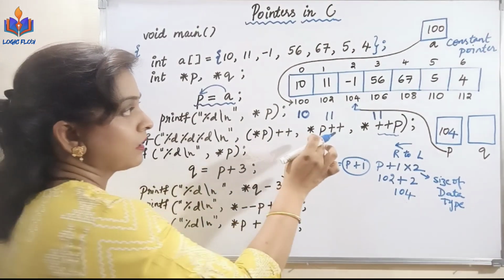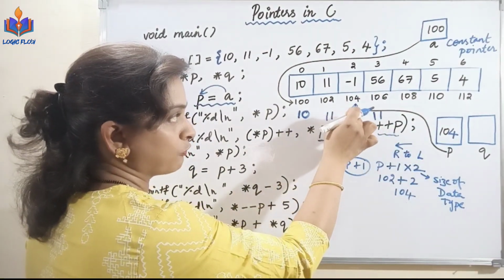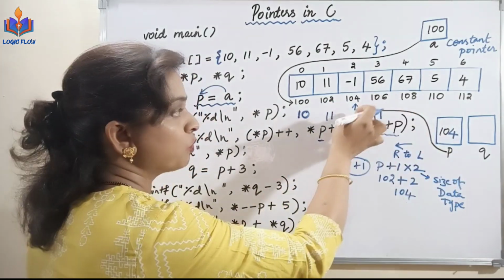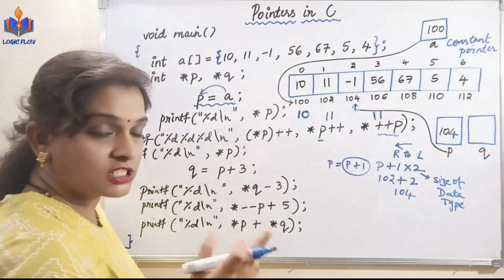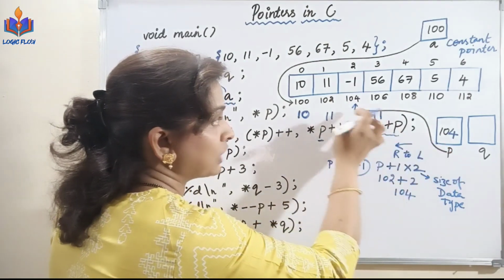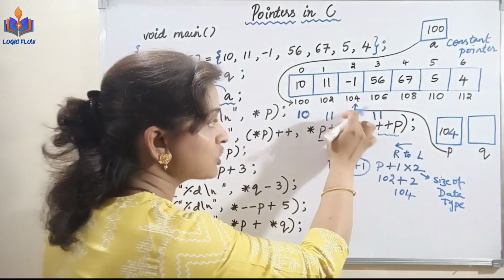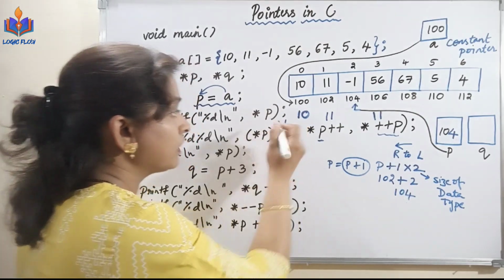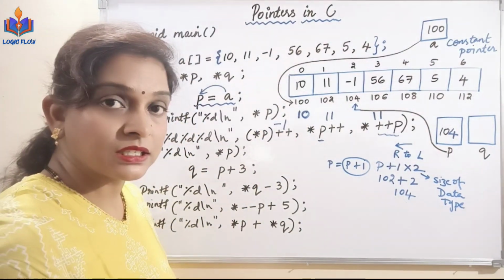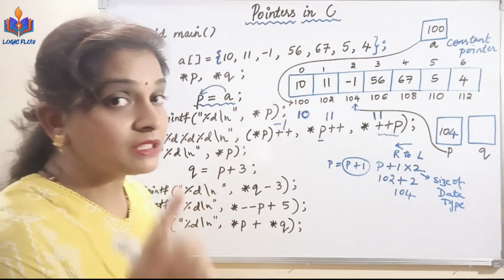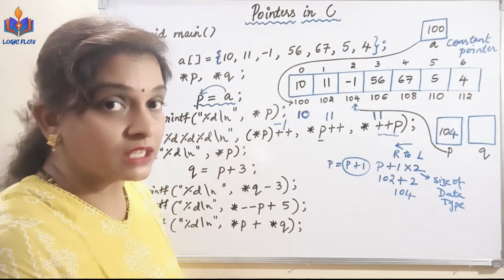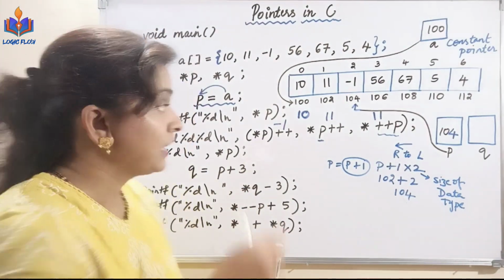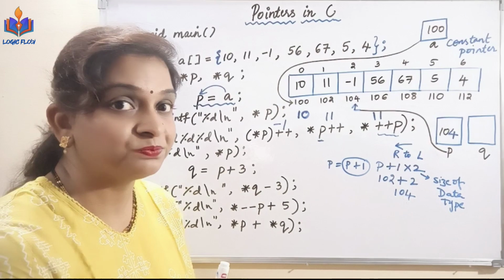Right now P is pointing to 104, right? So asterisk P means P is pointing to 104, and asterisk means dereferencing. Dereferencing means refer to that location. What is the value at that location? It is -1. Then do the incrementation. But as it is a postfix increment, when I say plus, it is with respect to the value. Asterisk P got the value. I didn't get the address.